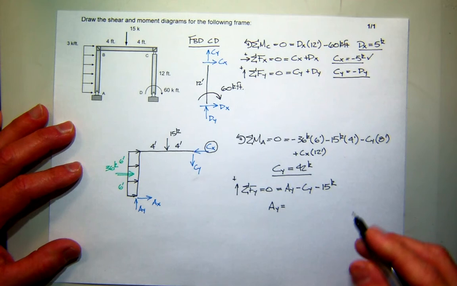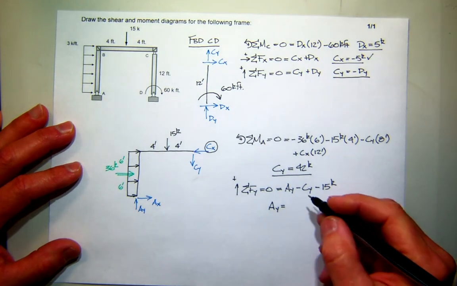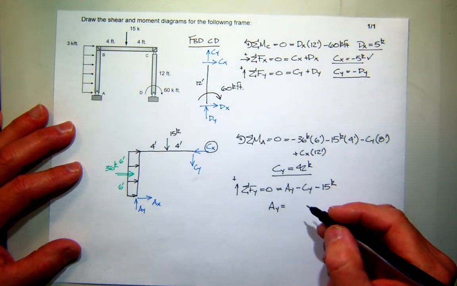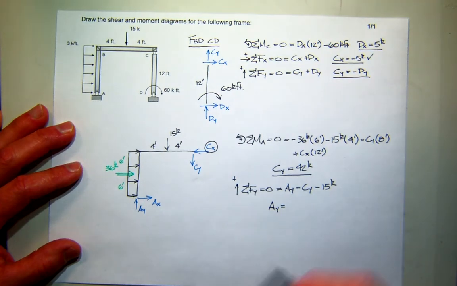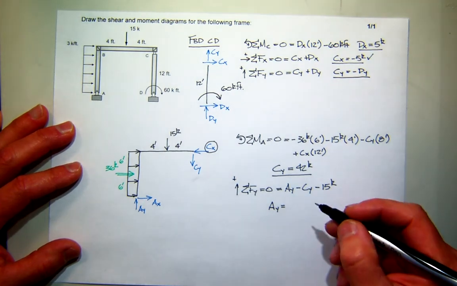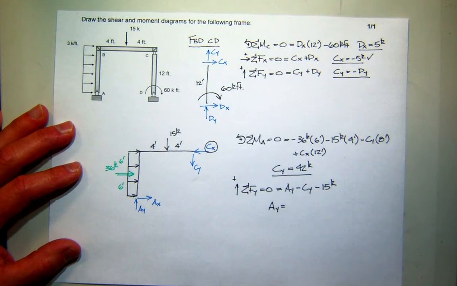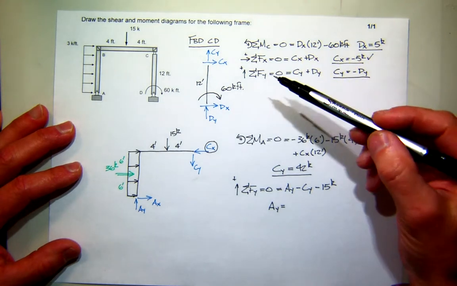Yeah. So what's that going to be? 57? Yeah, that makes me nervous. Sounds right? And I think so. Let me think about this. Let's go back and check this for a second. Did I do CY right?